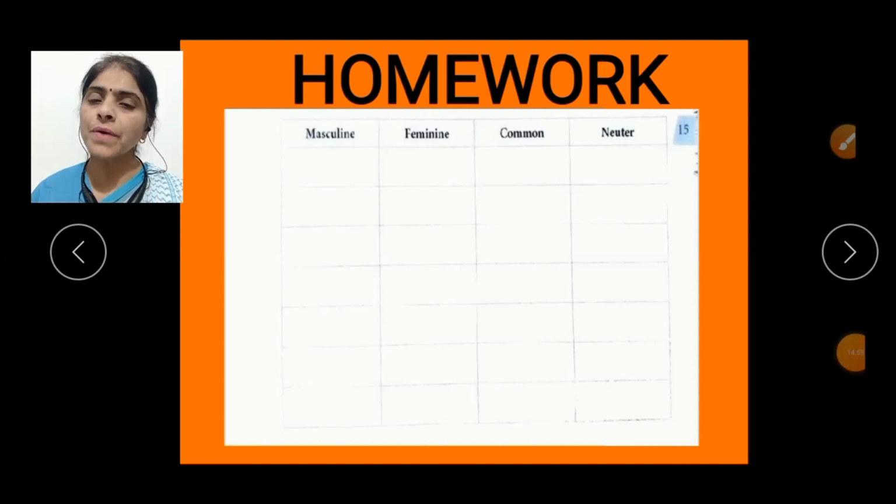As on the previous slide, we have already underlined all the nouns and identified their genders. Now we need to write all the words in their respective columns. So this is your homework and you will do it yourself.